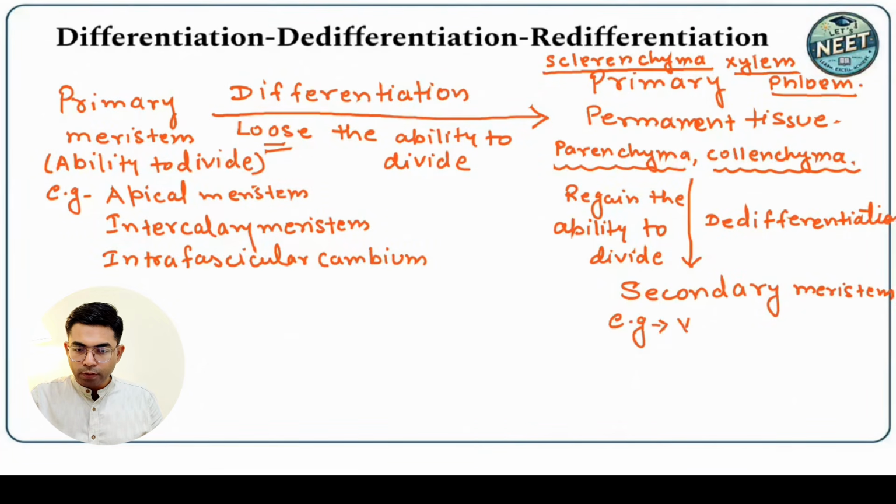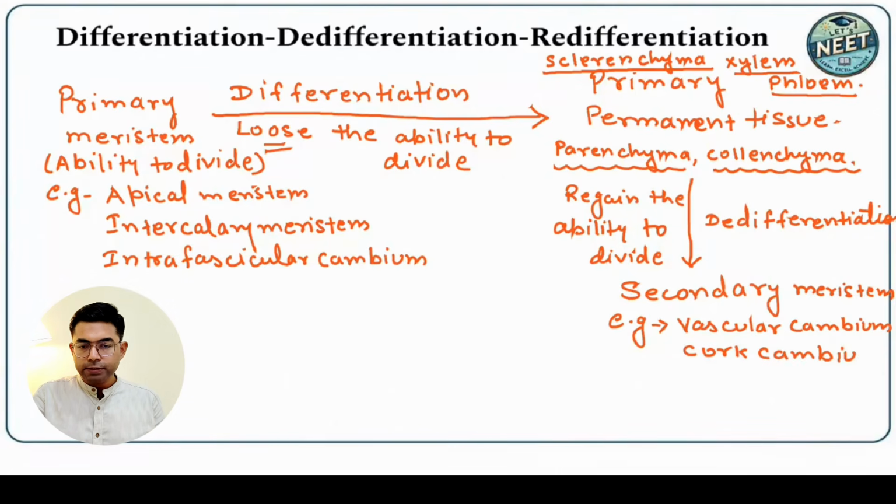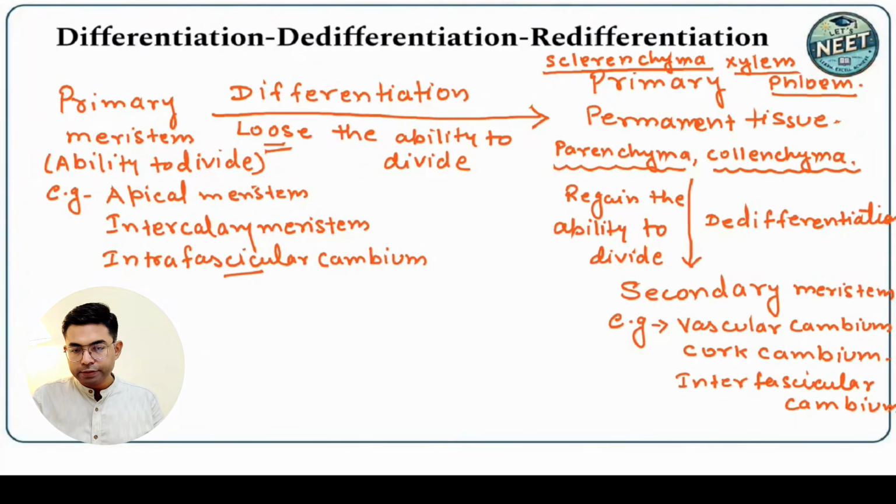Now here again, secondary meristem, very important examples. It will be vascular cambium. It can be cork cambium, all examples. Then it can be interfascicular cambium. Remember, the intrafascicular cambium is an example of primary meristem, but interfascicular cambium is an example of secondary meristem.